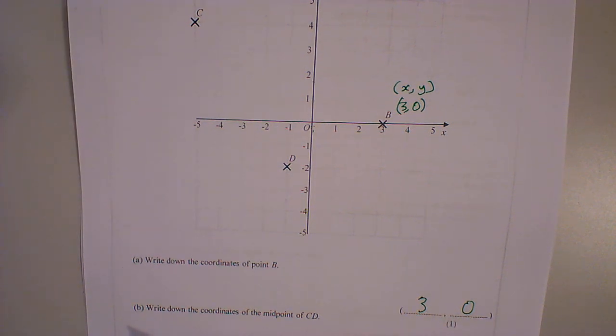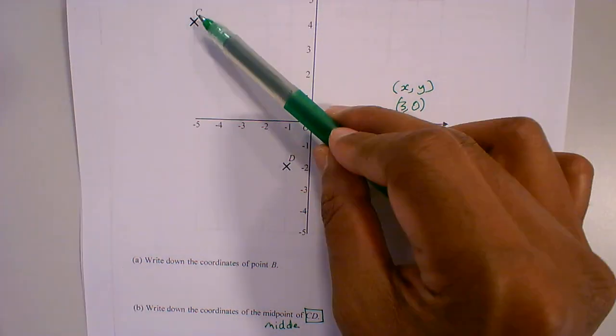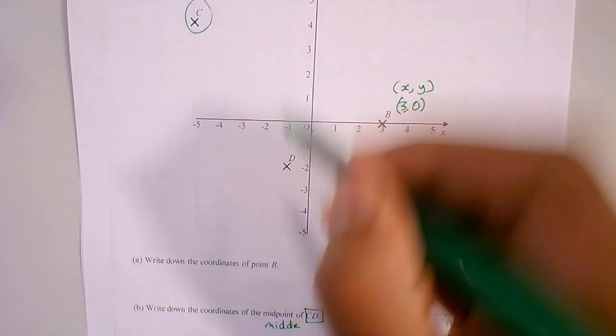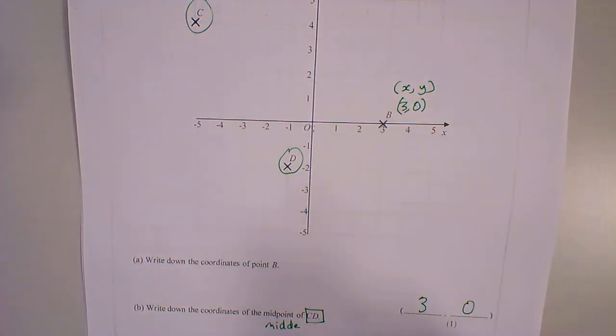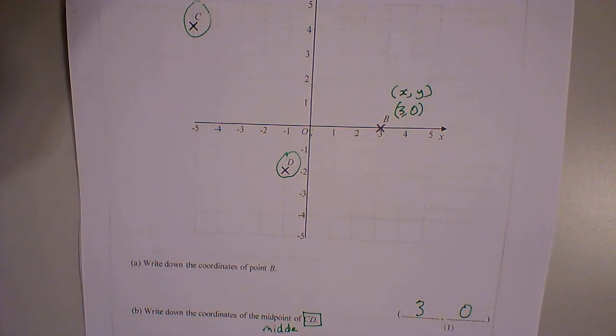This is question 7b. Write down the coordinates of the midpoint CD. So I'm looking for a line CD, and midpoint is the middle of that. So I'm going to find C and D. I've got C here, and I've got D here, and I'm going to combine them.